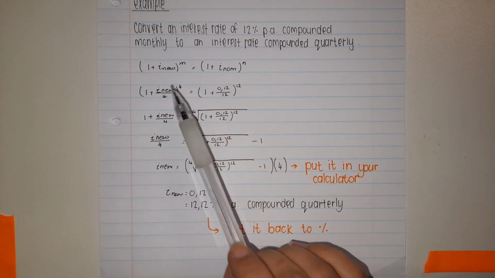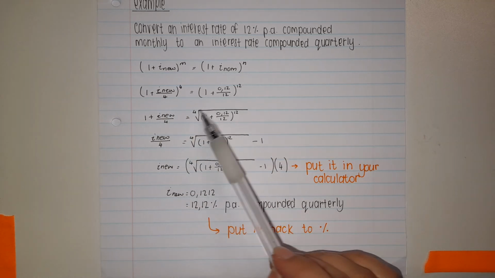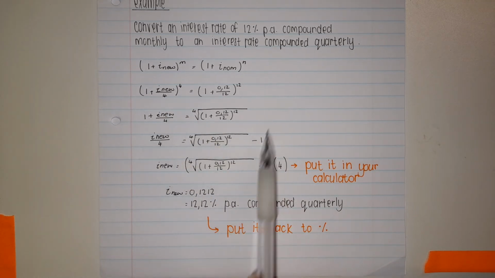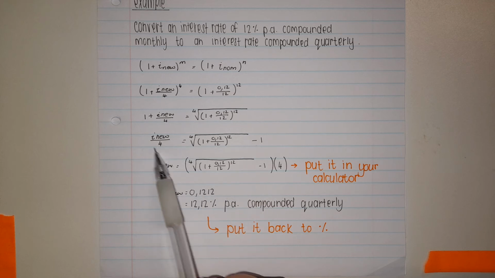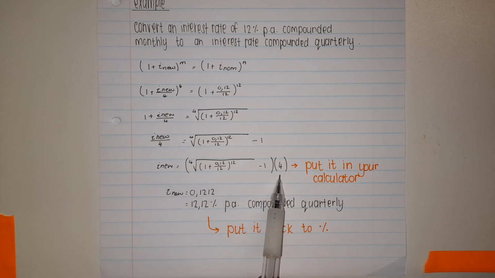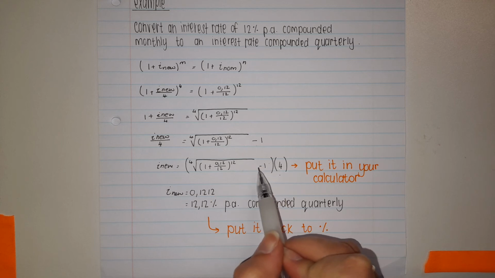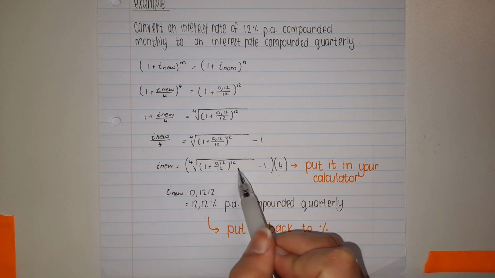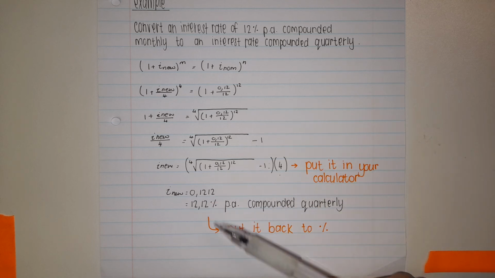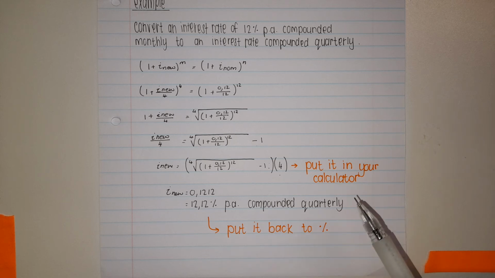So again, I need to solve it to get my to the power of 4 away. I root 4. Then I take my 1 over to this side. How do I get a divide 4 away? I times by 4. Then this whole thing I'm going to put in a calculator. Please be careful. Put it in properly. When you put it into your calculator, make sure that you put this negative 1 outside of your root, don't put it underneath here. Then I get my new interest rate as 0,1212, which is 12,12% per annum compounded quarterly.